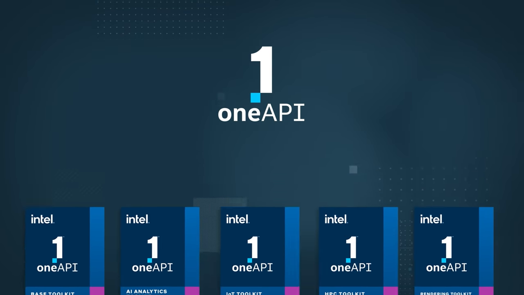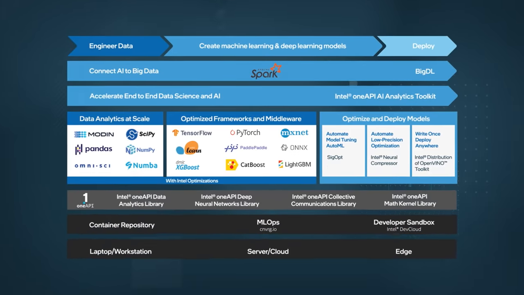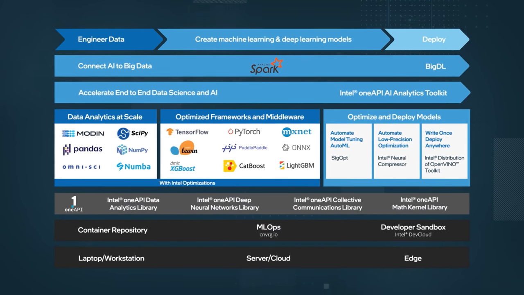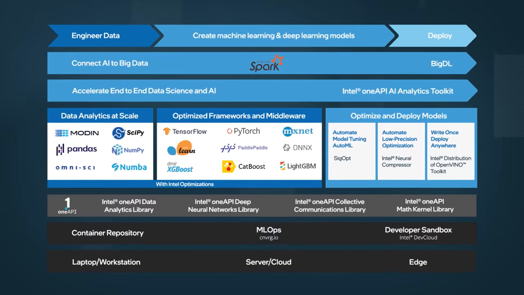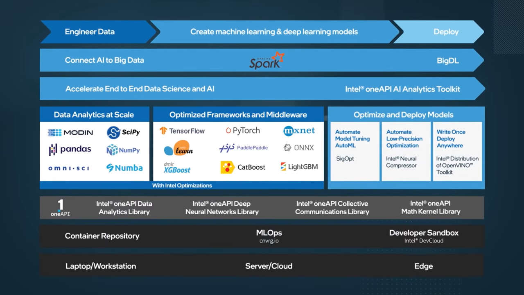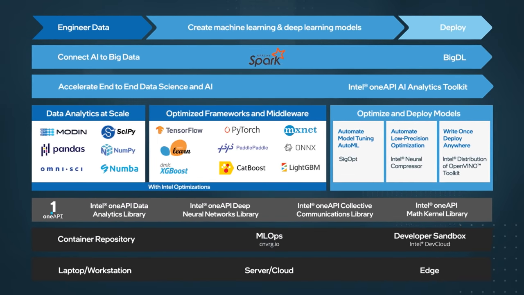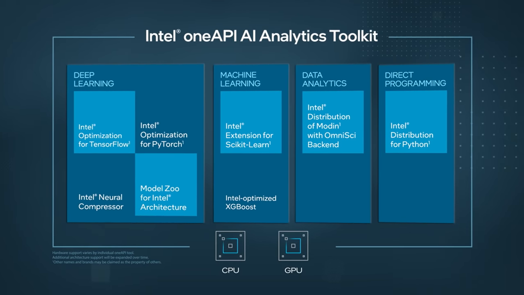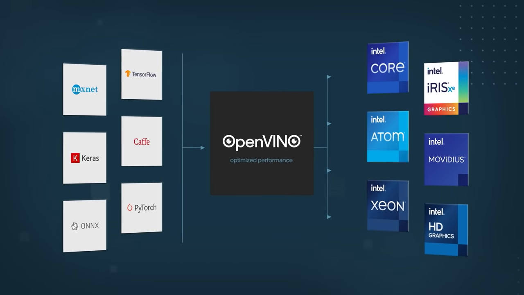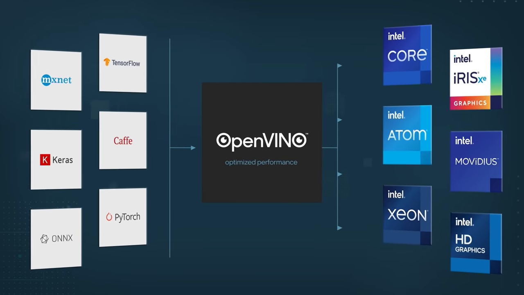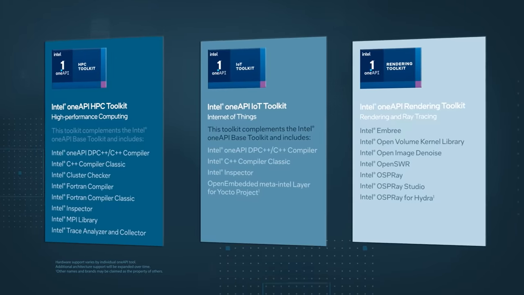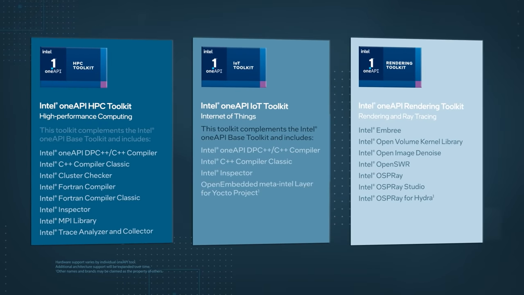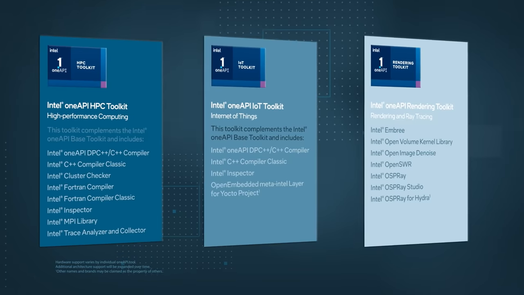AI developers and data scientists can access a rich suite of optimized libraries and frameworks for all their AI development needs, including data preparation, training, inference, deployment, and scaling. Toolkits such as the AI Analytics Toolkit and OpenVINO can supercharge every AI workflow from edge to cloud. A similarly rich suite of optimized libraries and toolkits are available to HPC, IoT, and rendering developers.